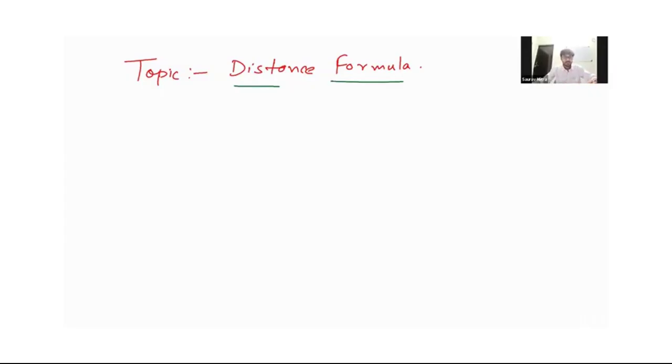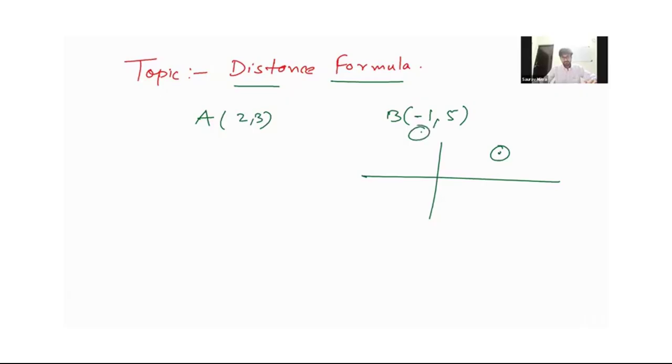Here you will be given coordinates like A is 2 comma 3 and B is minus 1 comma 5. On the graph system, 2 comma 3 will be somewhere here, and minus 1 comma 5 will be here. Now they will ask you to find the distance between these 2 points.